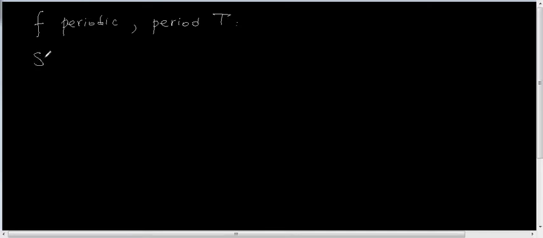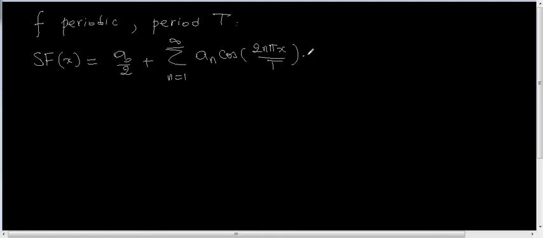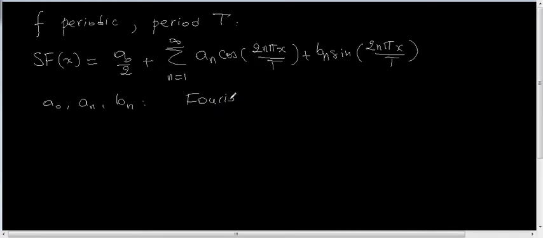We use the following notation: the Fourier series of f, which is a function of x, will be a naught over 2 plus a sum from 1 to infinity of a n cosine 2n pi x over T plus b n sine 2n pi x over T. Now, a naught, a n, and b n are Fourier coefficients. These are the main things that we need to obtain.